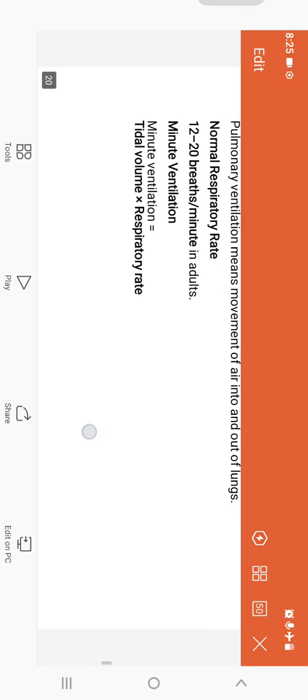Next, lung volumes. Lung capacities. Lung capacities are measurements formed by combining different lung volumes. These values help assess the overall efficiency and functional status of the lungs.